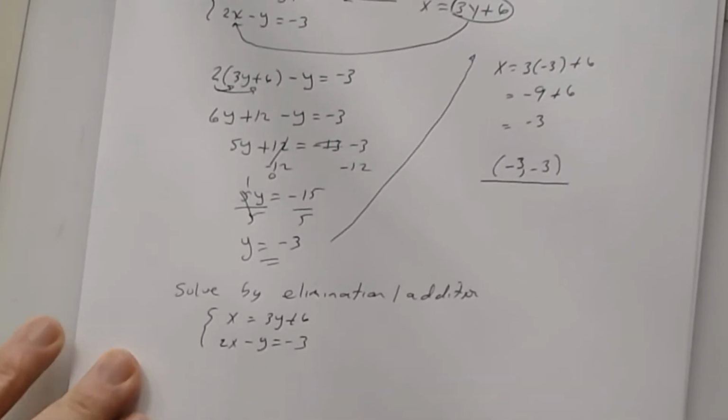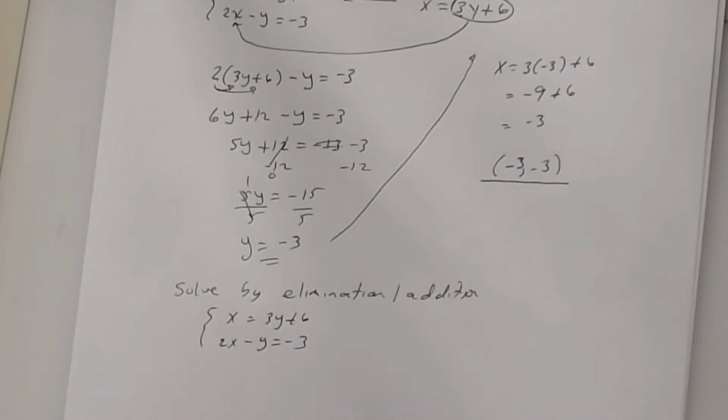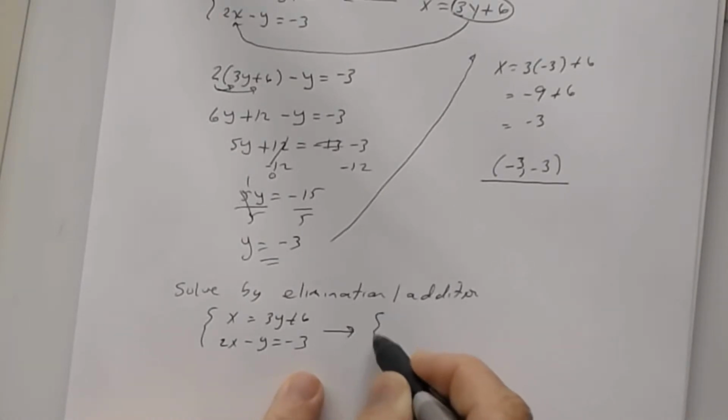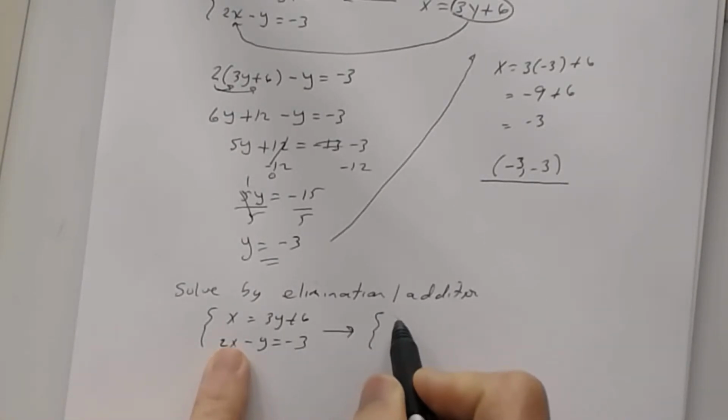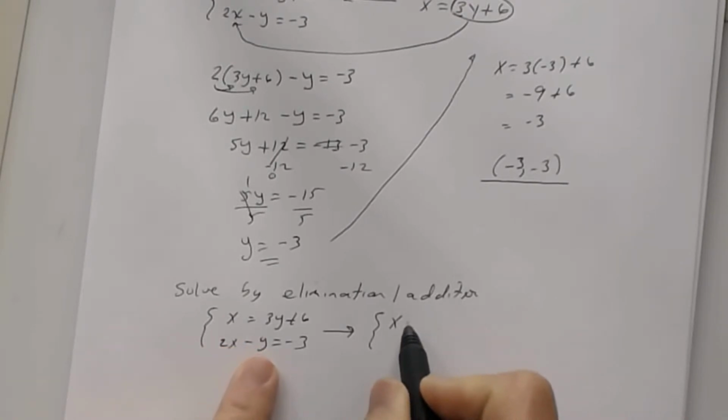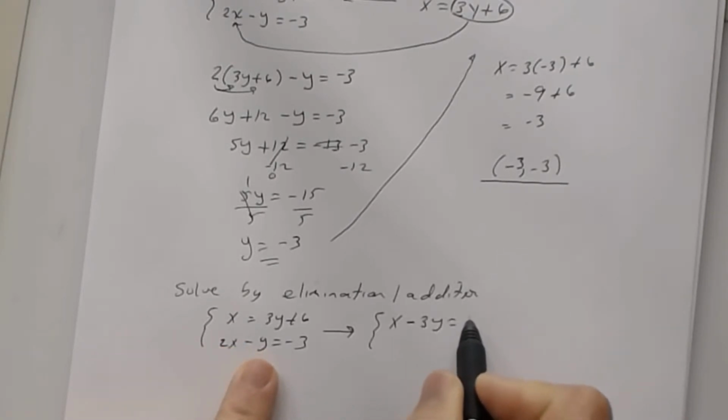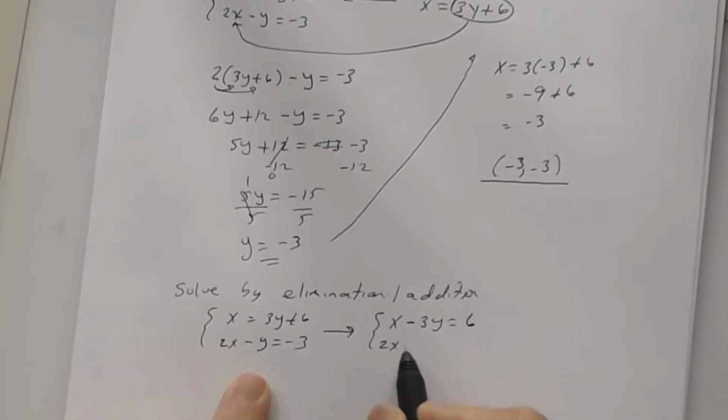All right. So if it says solve by elimination/addition, then what is it that you have to do? What's the first thing you have to do? Line up the variables. So you've got to bring all the variables to one side, the constants to the other, and make sure the x's are aligned and the y's are aligned. So that means I'm going to have to rewrite this. And the first equation, I'm going to have to write it as x minus 3y equals 6. And the second equation is going to stay as it is.